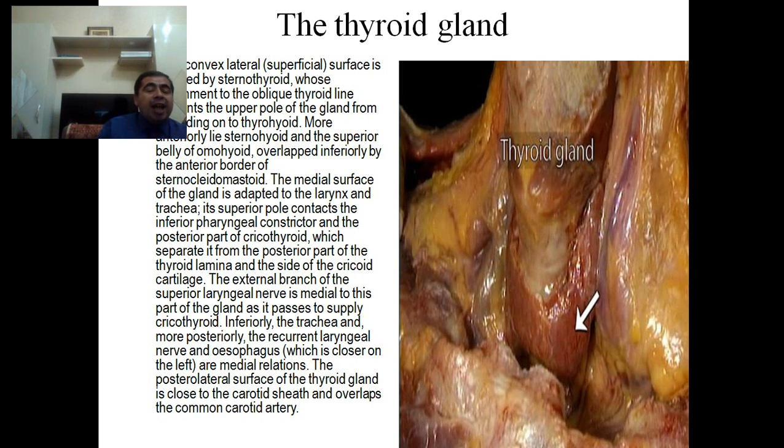The external branch of the superior laryngeal nerve is medial to this part of the gland as it passes to supply the cricothyroid. Inferiorly, the trachea and, more posteriorly, the recurrent laryngeal nerve and esophagus, which is closer on the left, are medial relations. The posterior lateral surface of the thyroid gland is close to the carotid sheath and overlaps the common carotid artery.